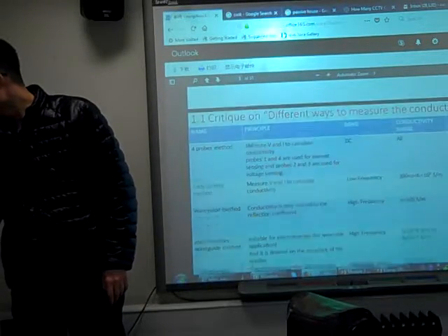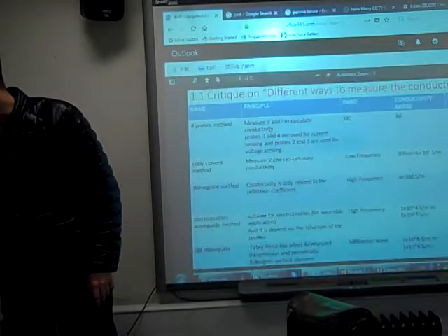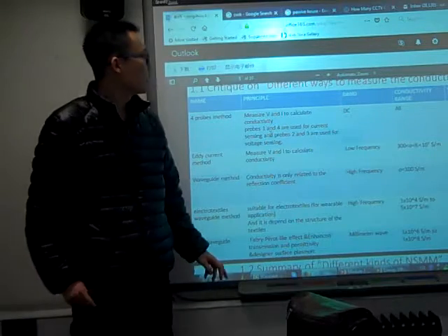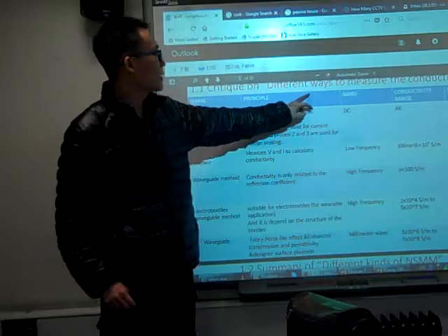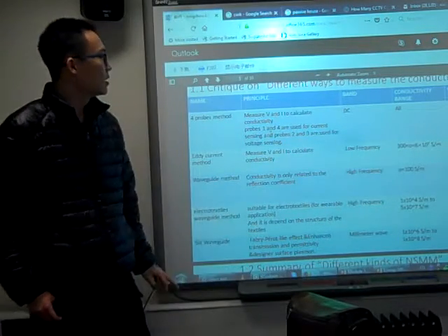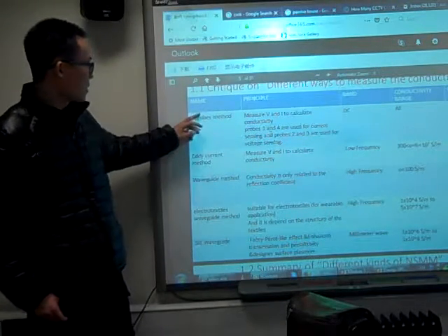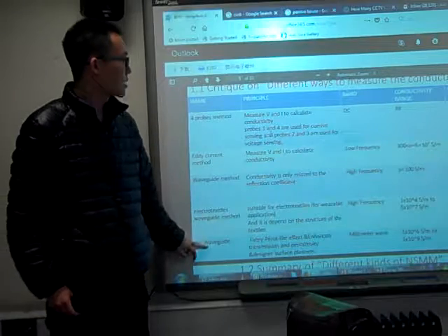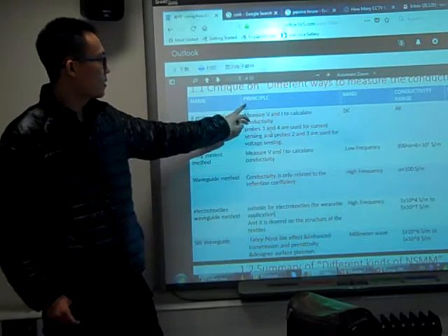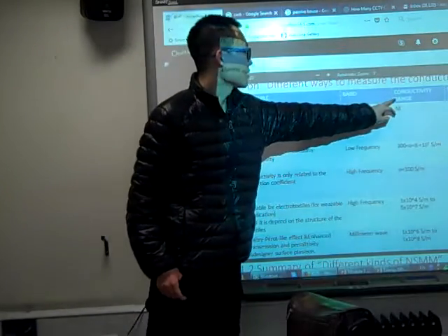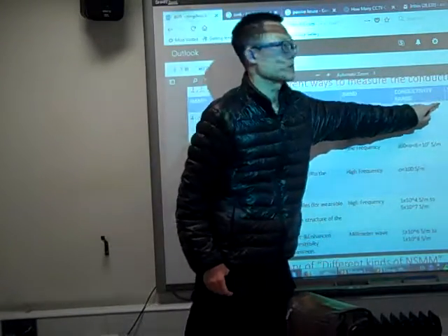Well, this is what I did before: a critique on different ways to measure the conductivity. Here are several ways to measure the conductivity, and I evaluate them by the principle, the band, the conductivity range, and also the structure.